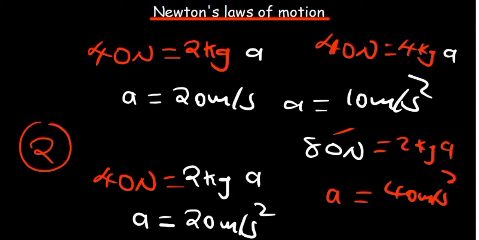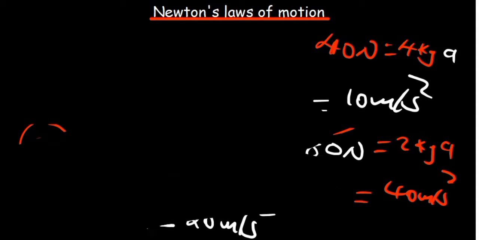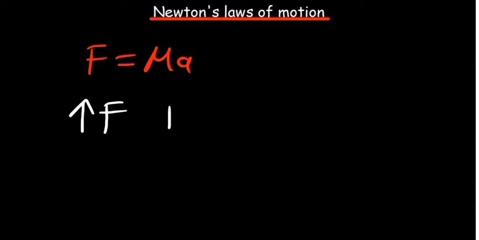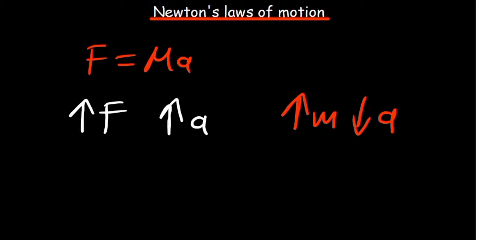So in summary, for the second law of motion, the basic relationship is force is equal to mass times acceleration. When you increase the force, acceleration is also increased. But when you increase the mass, the acceleration is reduced. That is the basic relationship when you talk about the second law.